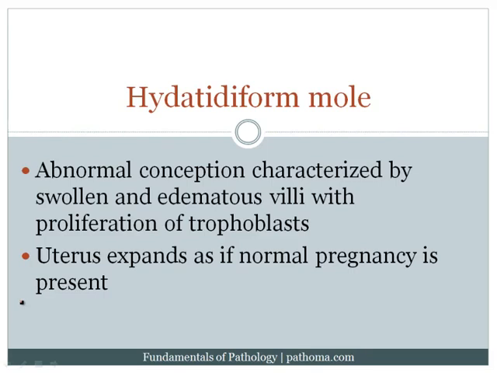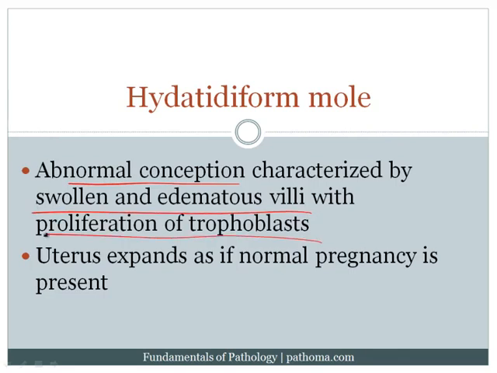Remember that the villi are the functional unit of the placenta. So you get these villi, and the villi are very edematous. And those edematous villi have excessive proliferation of the cells around them. And remember that the cells that surround the villi are the trophoblast, and that's called a hydatidiform mole. So it's an abnormal conception characterized by swollen and edematous villi with proliferation of trophoblasts around those villi.